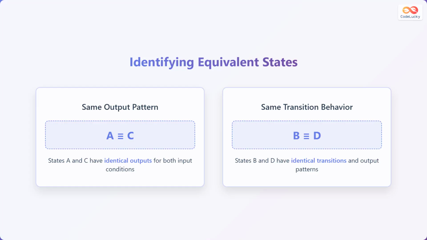Using the example state table, we can identify equivalent states. First, same output pattern. States A and C have identical outputs for both input conditions. So A is equivalent to C. Second, same transition behavior. States B and D have identical transitions and output patterns. Thus, B is equivalent to D.